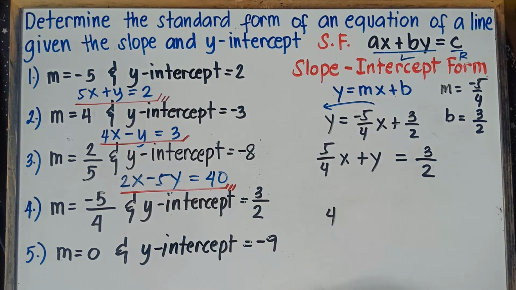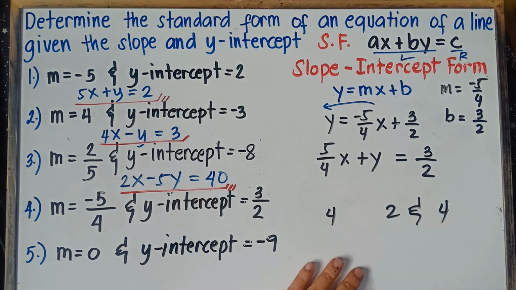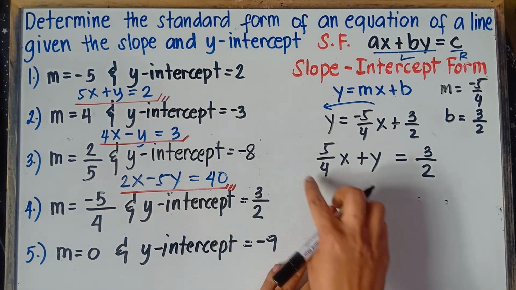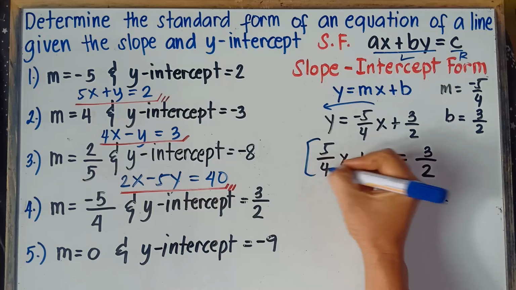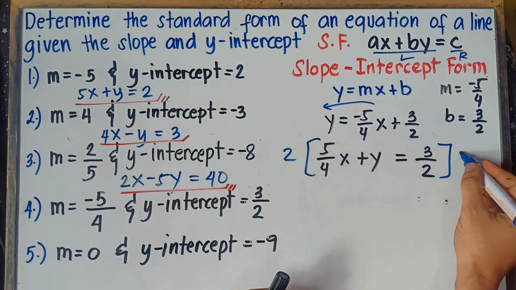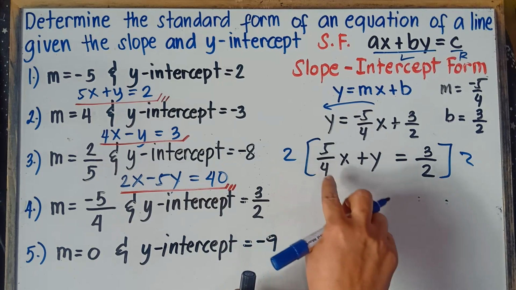The LCD of 4 and 2. Once again, class, the LCD of 2 and 4, that would be 4. Do not select 2, class, because you cannot divide 2 by 4. If you multiply both sides by 2, you can never cancel this out, class. You can never divide 2 by 4.